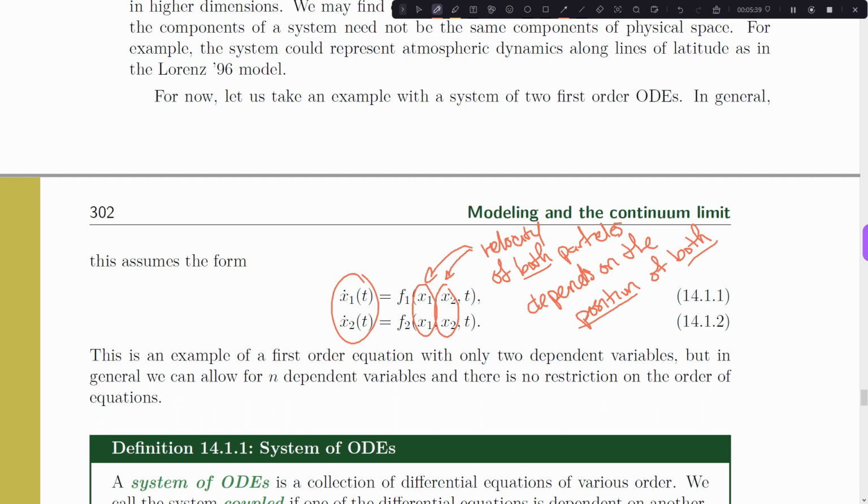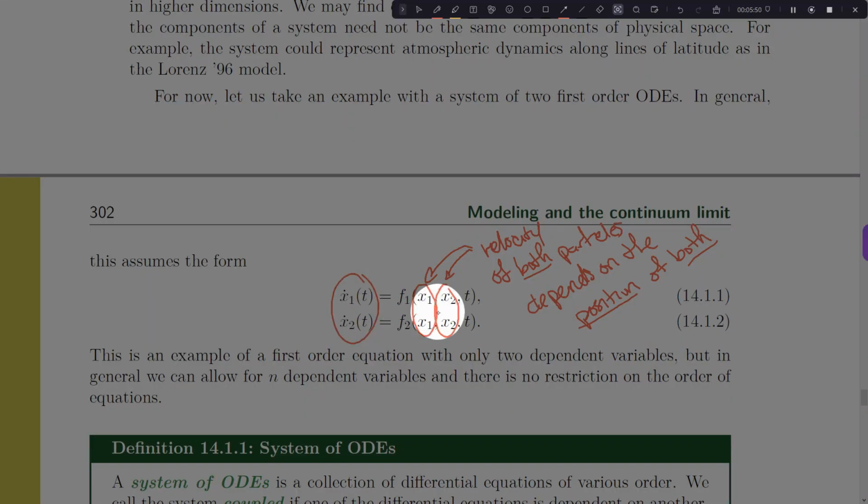But if they're really far away from each other, then their velocity is going to be influenced by other factors. And we can model this sort of interaction of the velocity of two particles as they interact with a function of both, right?